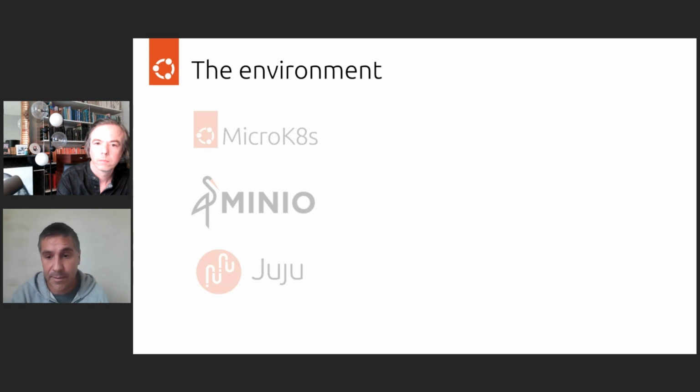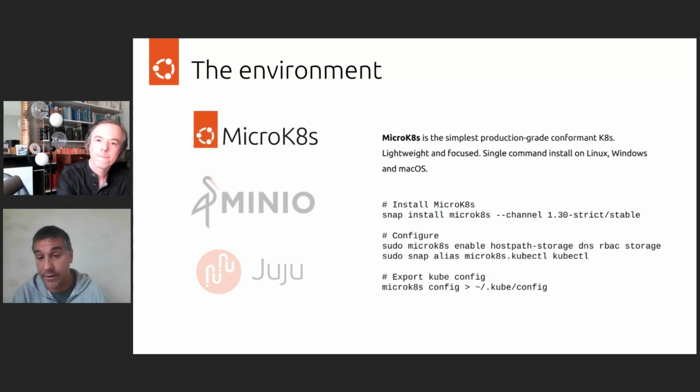So first of all, we are going to set up the environment. All this data lake will be deployed on top of MicroK8s. MicroK8s is an extremely lightweight and simple, yet production-grade Kubernetes distribution. As you can see, you can install this on your local system with just a few commands to install and configure it, and you would have a K8s cluster running on your local machine.